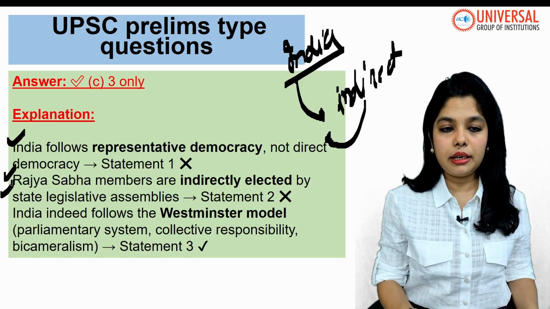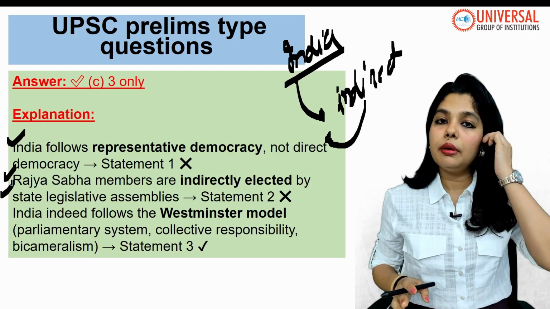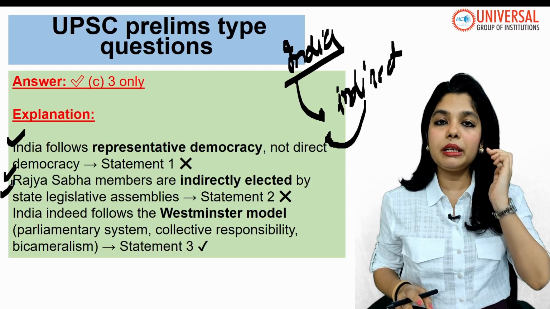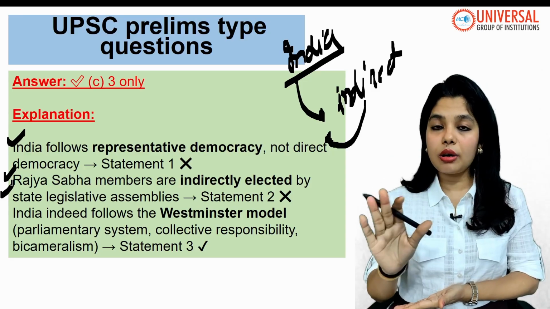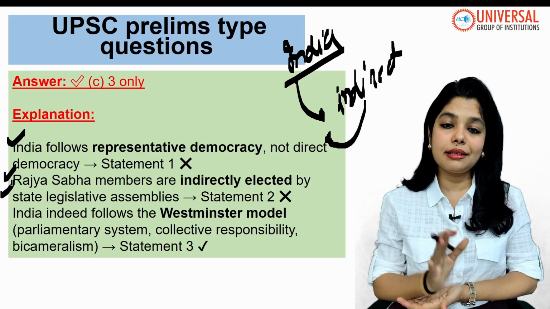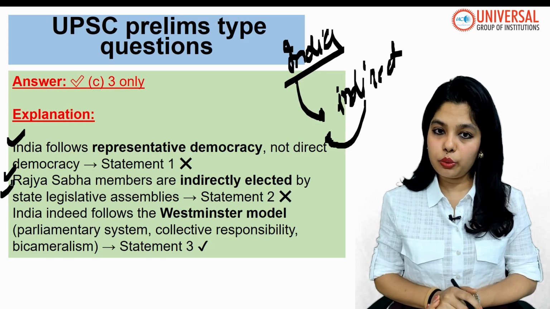Okay, got it? We have two houses in the parliament, Lok Sabha and Rajya Sabha. The members of Rajya Sabha are not directly elected, they are indirectly elected by the state legislative assemblies. Statement 2 is also wrong.